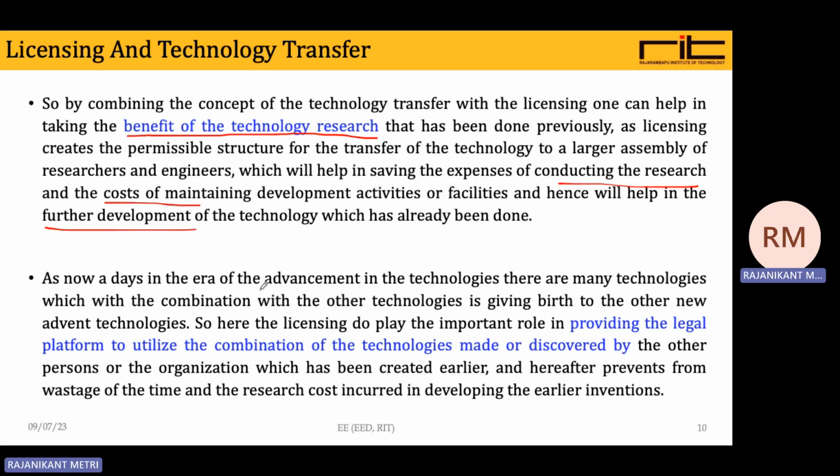Nowadays, in the era of advancement in technologies, there are many technologies which in combination with other technologies give birth to new advanced technology. So here licensing plays an important role in providing the legal platform. Licensing provides a legal platform to utilize the combination of technologies made or discovered by other persons or organizations earlier, and hereafter prevents wastage of time and the research cost incurred in developing the earlier invention.